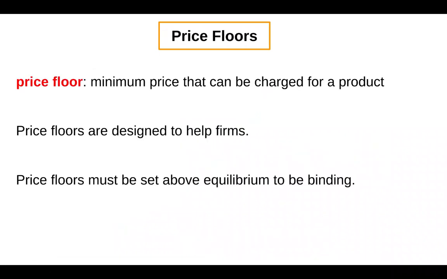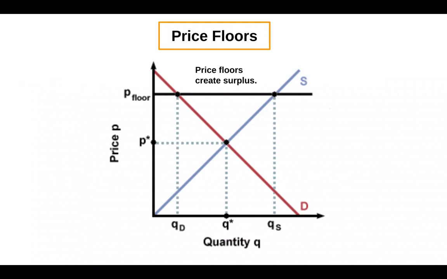For price floors, this is a minimum price that can be charged for a product. They're designed to help firms. Floor starts with an F, firm starts with an F, and they must be set above equilibrium to be binding or effective. Again, this is a little backwards from what you think, because you think of a floor being on the bottom. But for it to work for firms, you got to raise the price. You got to make it higher than it was before. And that's exactly what this graph shows.